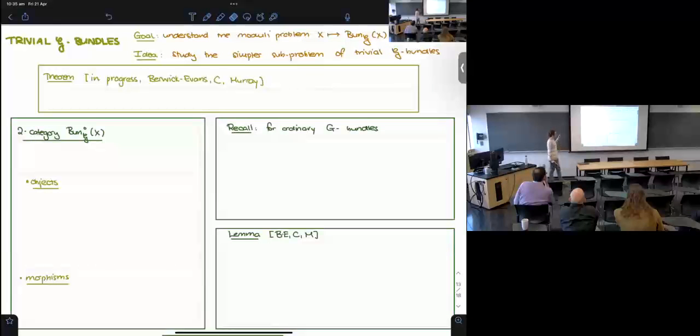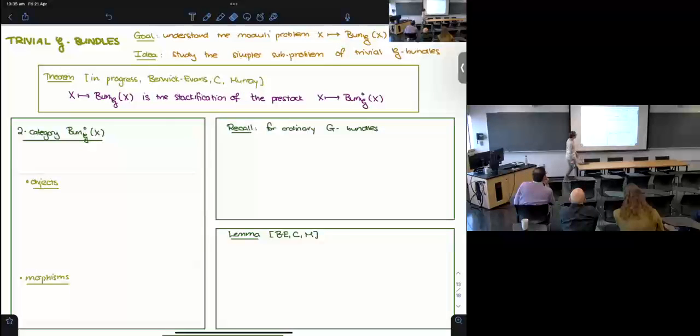And the idea to start is to study the simpler subproblem of trivial G bundles. And then the theorem is that the original moduli problem is a stackification of this pre-stack.